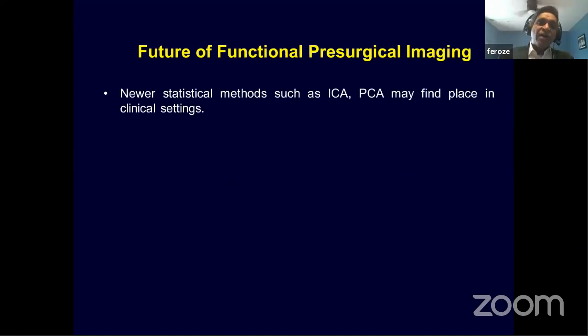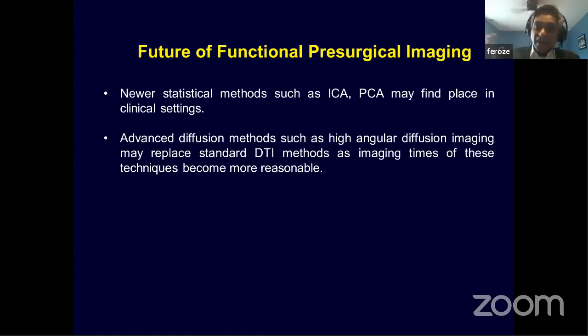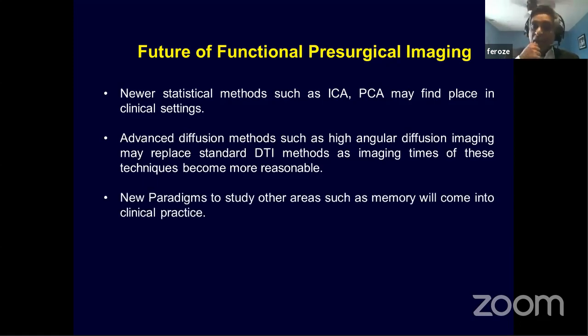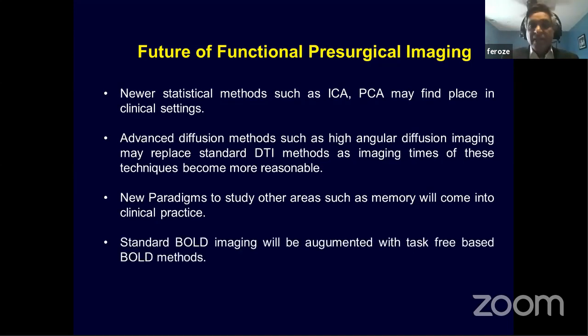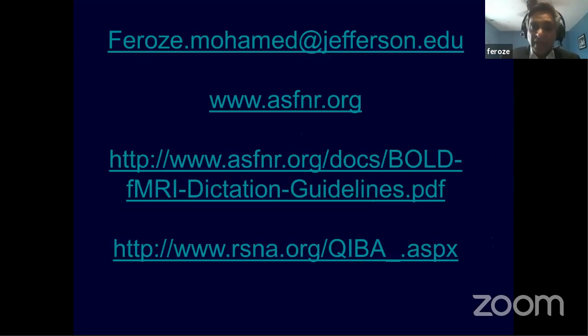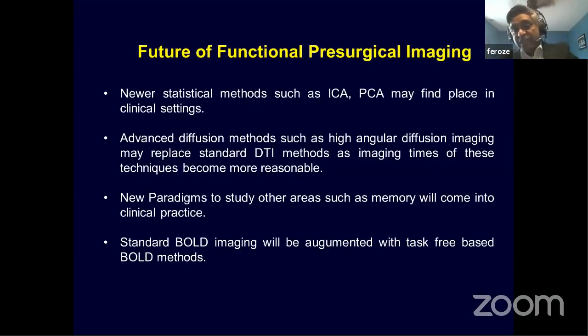So what's the future? There are newer methods being developed, including statistical methods. I think advanced diffusion methods, especially with simultaneous multi-slice, like high angular resolution diffusion imaging, are going to replace the regular DTI methods. New paradigms will come into existence to study memory and other tasks. Standard BOLD imaging will be augmented with task-based and resting state fMRI methods. These are some things I foresee happening in the future.